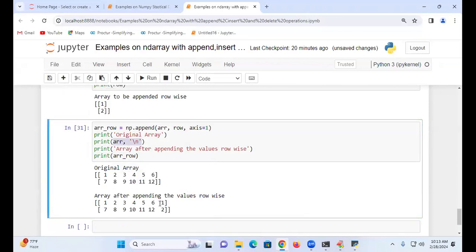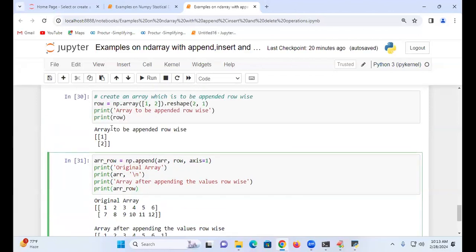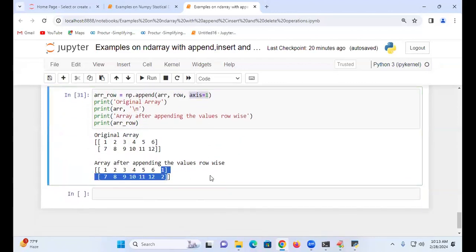And they are going to append it where? 1, 2. 1, 2 is nothing but what? This 1, 2 data. Where is that? ARR, original array, and ARR. This is my row. Row is appended at where? Column side. Are you following?